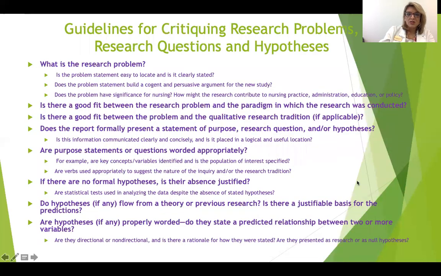Okay, so here's the guidelines for critiquing research problems, research questions, and hypotheses. This is the guidelines used when you did your discussion question this week. It's right in your text, it's right in the table in chapter 4, but I really would encourage you to look at these questions specifically when you're looking at your own research problem.